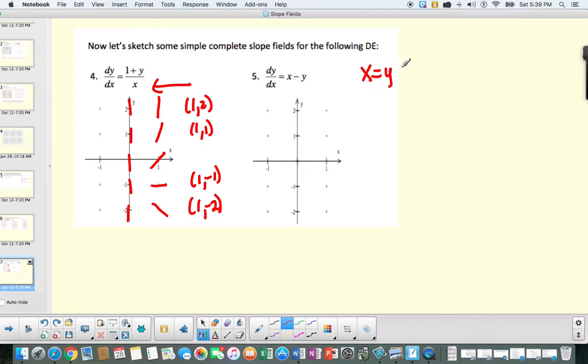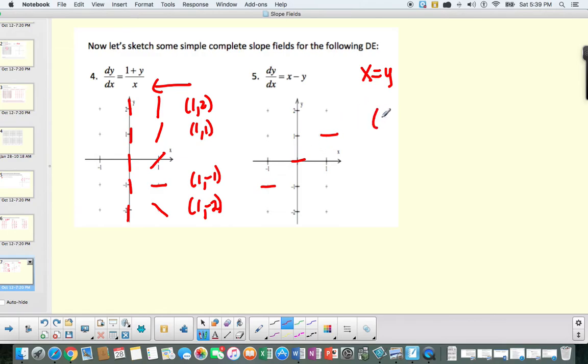When x is equal to y, then I know that the slope is going to be 0. So at 0, 0, it's 0. At 1, 1, it's 0. And at negative 1, it's 0. So I can do that. Now I just have to go one point at a time.